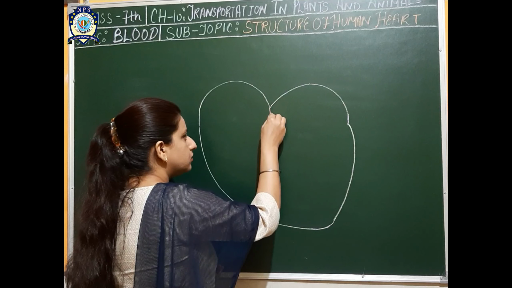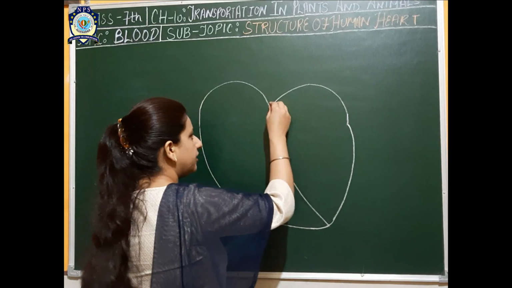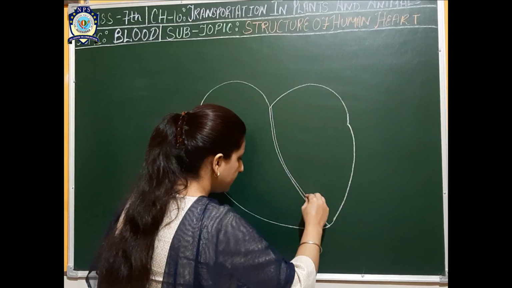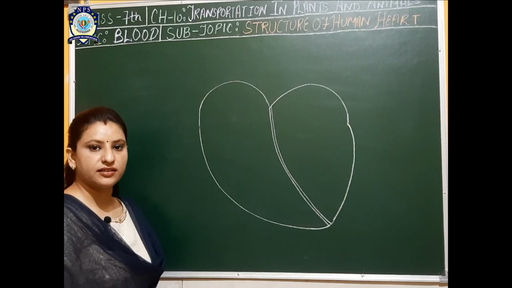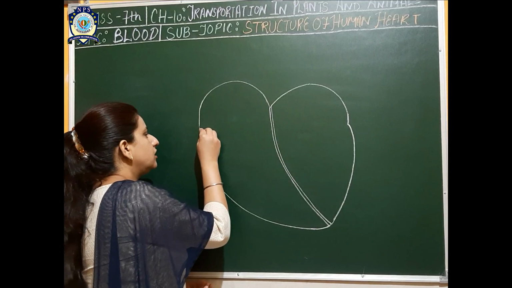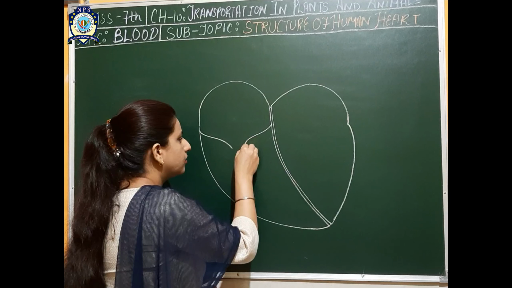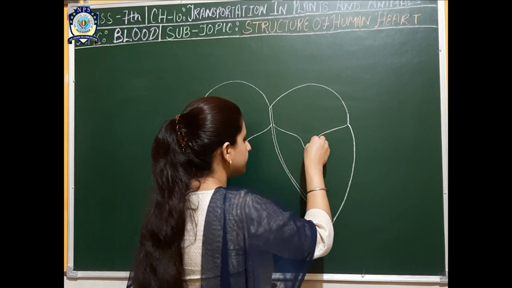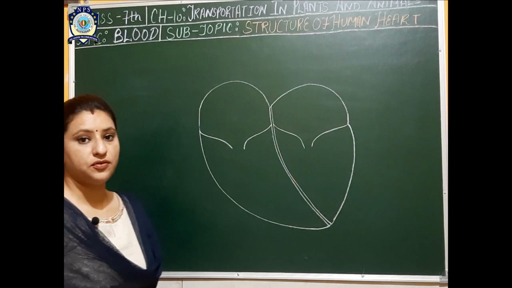Also, the left side and right side of the heart are divided by a thick septum, and this septum will not allow the mixing of oxygenated blood and deoxygenated blood. These are the upper two chambers. The upper two chambers are called the auricles, and the lower two chambers are called the ventricles.